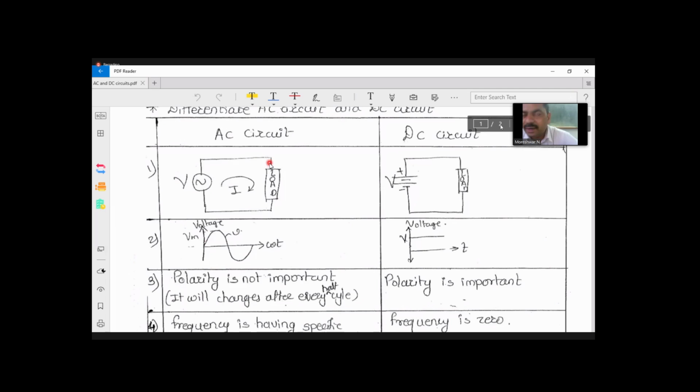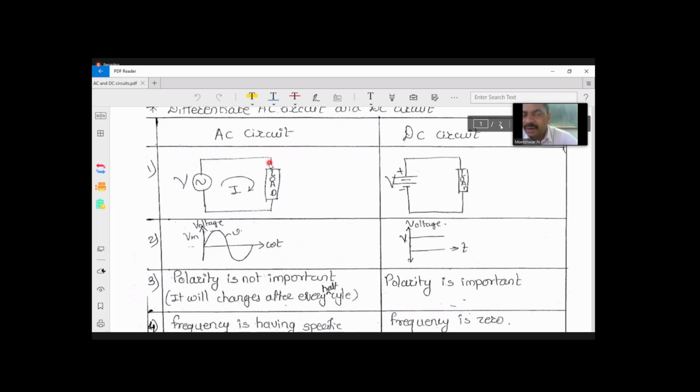From this waveform you can also say it changes from 0 to positive, then 0 again, then goes negative. The supply polarity is continuously changing from positive to negative and negative to positive. That's why while connecting any load, don't think about polarity for an AC source. But if you take a DC source and your load has a DC supply, then you have to ensure the polarities.